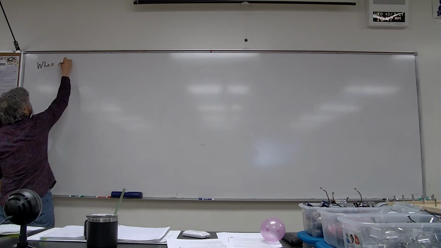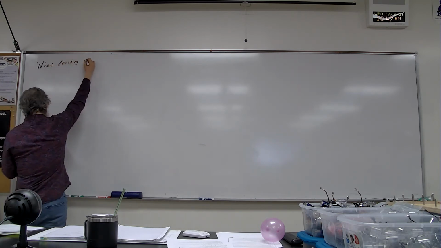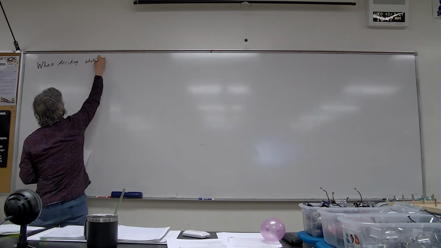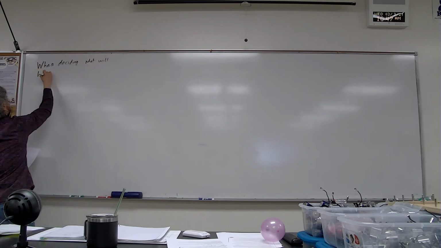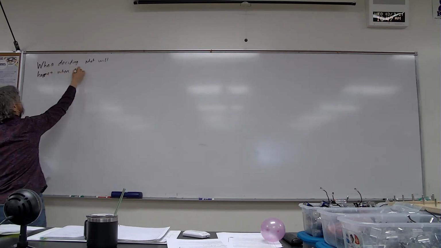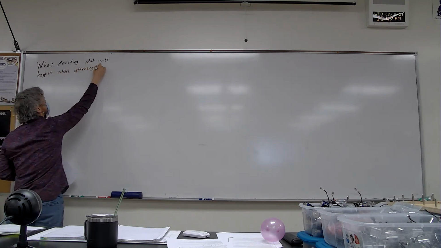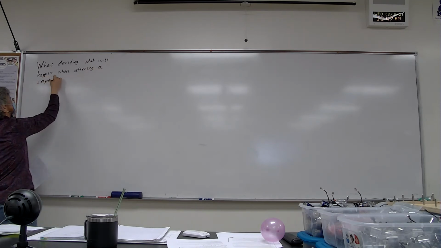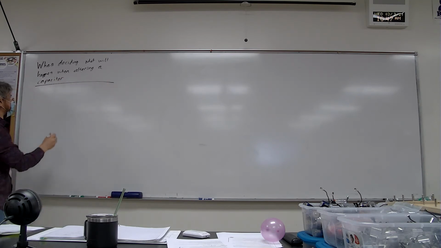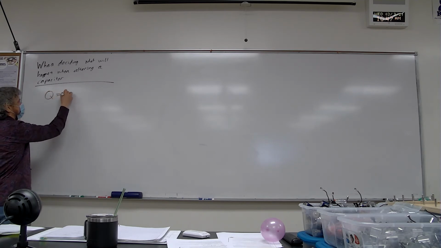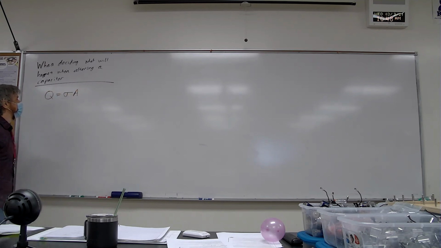So when deciding what will happen when altering a capacitor, I put this list up the other day to help you out with the quest assignment. According to the definition of charge density, the charge in a capacitor is just equal to sigma times the area. So the induced charge on the top and bottom of the dielectric would be the induced charge density times the same area.